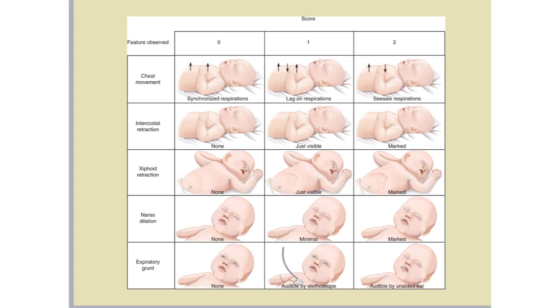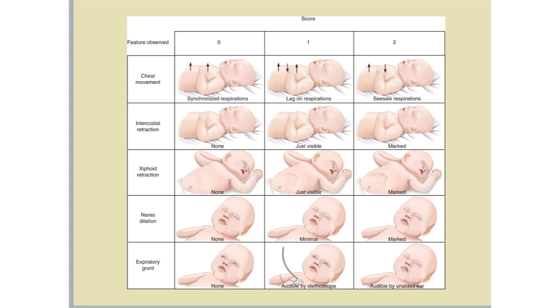All right, so this is the Silverman-Andersen scoring system. We don't necessarily use this in my NICU, but we do look at these things. So we see how that chest is moving. If it's synchronized, we're not typically as scared or worried as if we start seeing that actual seesaw. Intercostal retraction, so up there around the neck. Xiphoid retractions below the ribs. We'll also see intercostal along the ribs, how severely their nares are dilating, and if I can hear the grunting with a stethoscope or just by walking down the hall. The higher the number, the sicker the baby typically.